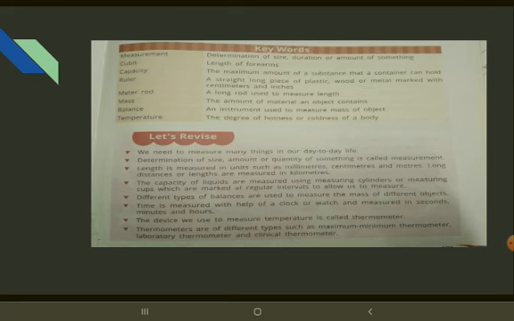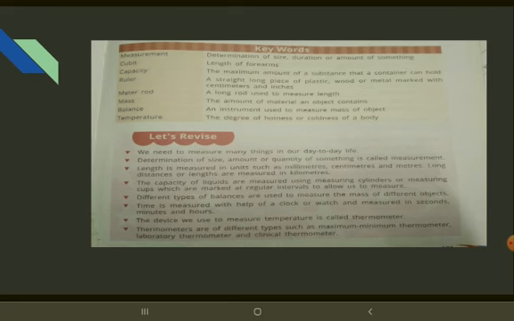First, we need to measure many things in our day-to-day life. Determination of the size, amount or quantity of something is called measurement. First, what is measurement? Determination of the size, amount or quantity of something, that is called measurement. So different types of measurements are available, and different instruments for different measurements. First, length is measured in units such as millimeter, centimeter and meter. For long distances, kilometer is used.